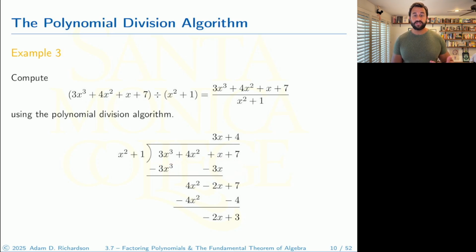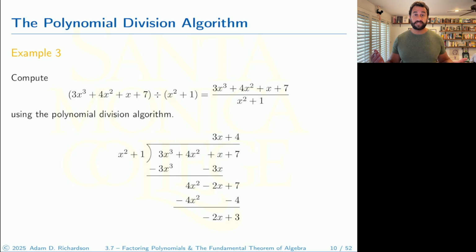And as we do this, we should end up eliminating a term at each step. So 3x cubed minus 3x cubed is 0. That's why there's nothing there. 4x squared minus 0 is just 4x squared. x minus 3x is negative 2x. And then we bring down the 7, just like that. Very similar to what we did with integers.